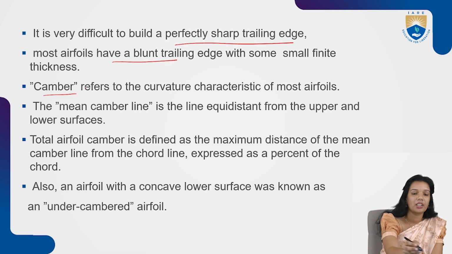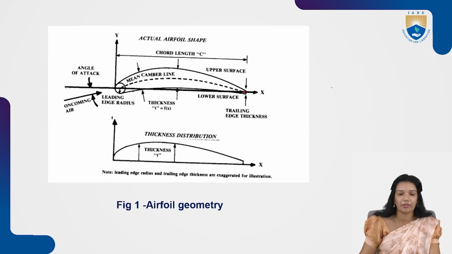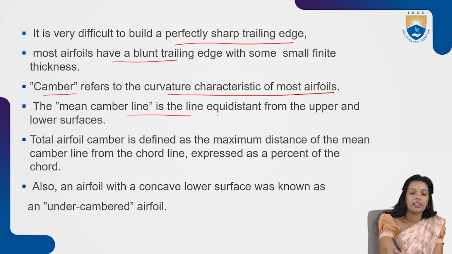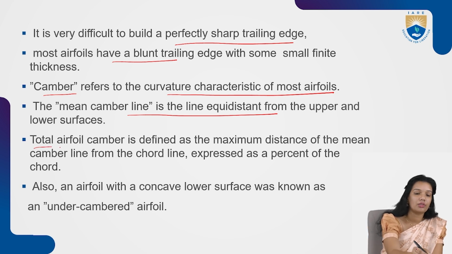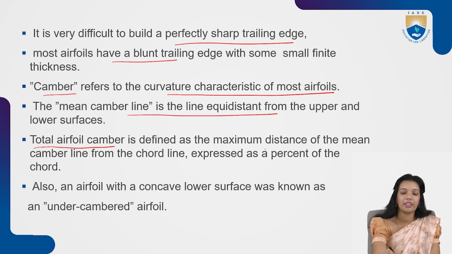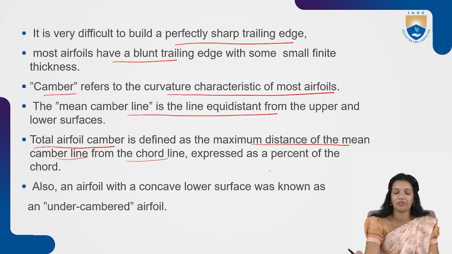Then there is camber. Camber refers to the curvature characteristics of the airfoil. So from here we can see, right? Camber is the curvature characteristic. Then the mean camber line is the line equidistant from the upper and lower surfaces, right? So the total airfoil camber can be defined from that. Total airfoil camber is defined as the maximum distance of the mean camber line from the chord line, right? It is expressed as a percentage of the chord.